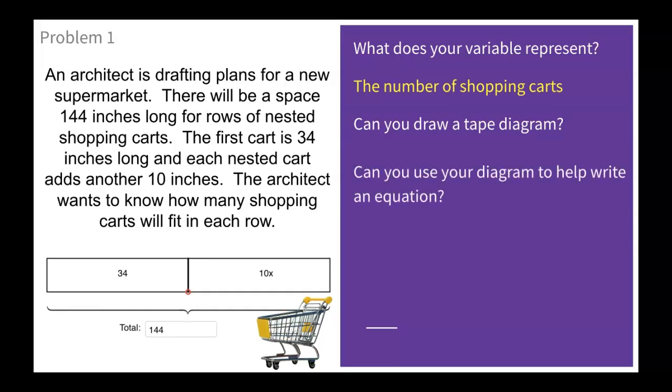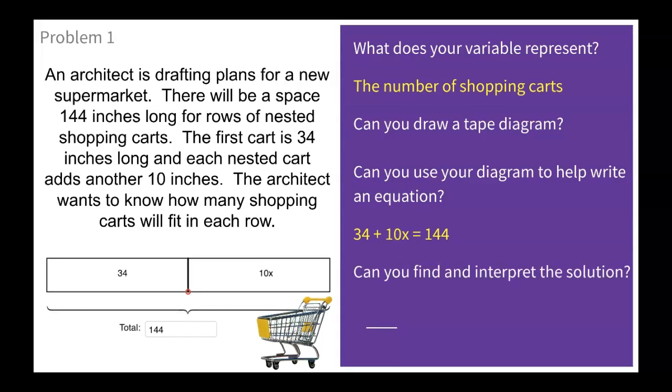So can you use your diagram to help you write an equation? Well, a tape diagram shows you parts that sum up to a whole. So our equation should look like 34 plus 10x equals 144. Once you've written your equation, it's time to solve it. And then, important, interpret what your solution means. So you may do this differently, but I would do 144 minus 34 and then divide that answer by 10. I get x equals 11. In this case, it means there are 11 shopping carts that fit in each row.